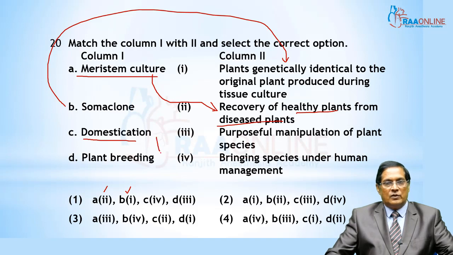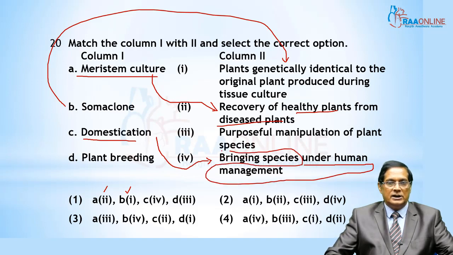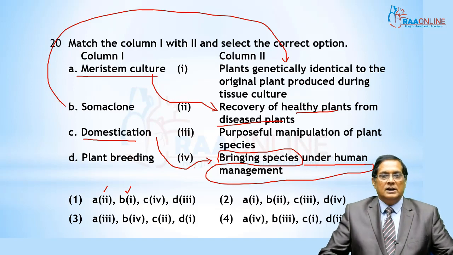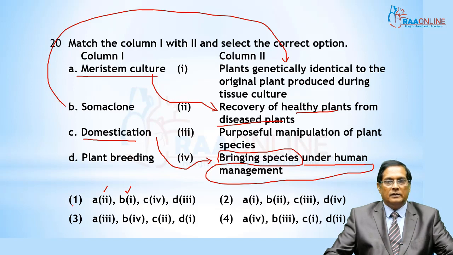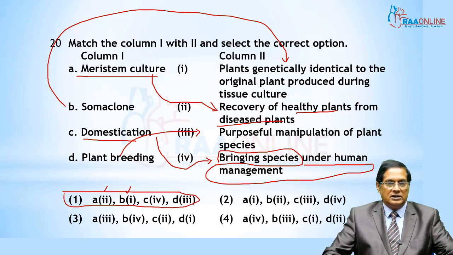Domestication, that is wild varieties brought under human control, human management. And these wild varieties are fit in their environment, so they are used for hybridization purposes also. And plant breeding, that is purposeful manipulation of plants, that is D with 3. So the better one, option number 1, is good. That is A with 2, B with 1, C with 4 and D with 3.